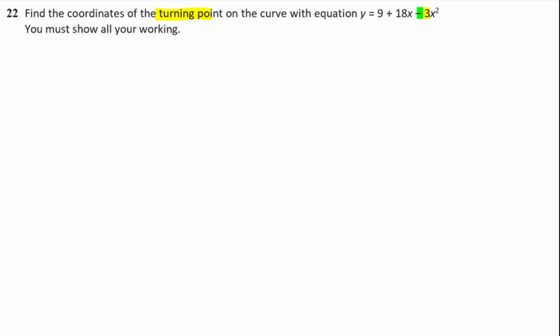Which is a bit long in this case because of the minus and the 3. So what I'm going to do is rewrite this with the x squared at the front. So I'm going to rewrite it as minus 3x squared plus 18x plus 9. And then I'm going to factorize that negative 3 out of the first two terms.